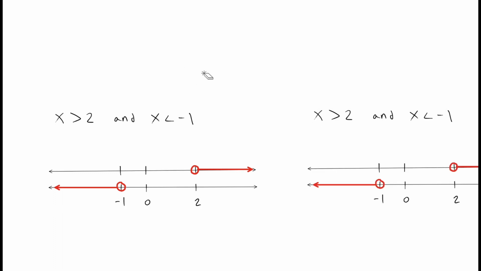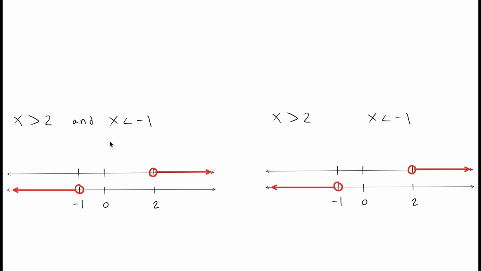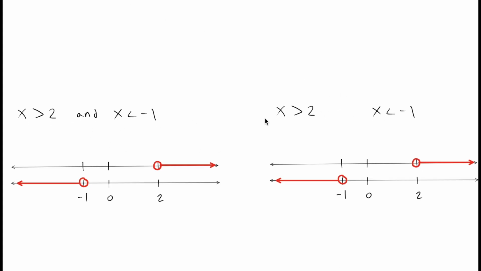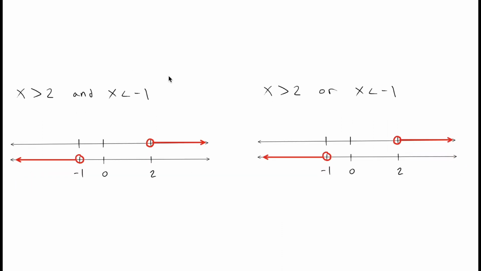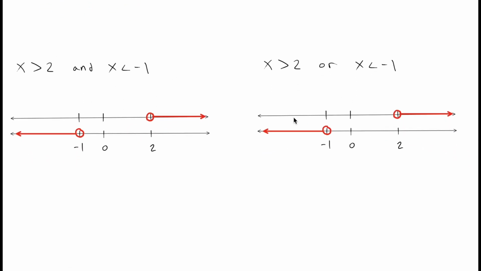So on the left, I'll examine what it would be with and, and then on the right, I'll do the solution set as if it was or. Okay, so the final solution set, if we're talking about or, would have been where every number that's part of either set is kept.